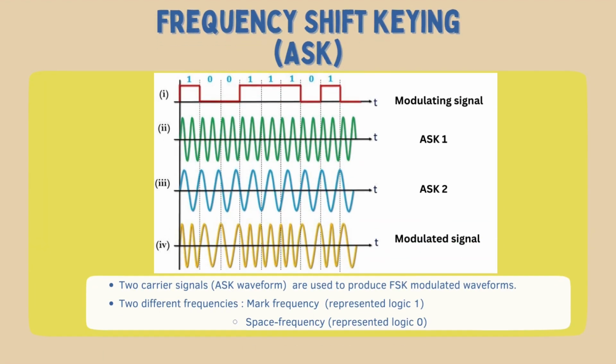Next, frequency shift keying. It can be generated by generating 2 amplitude shift keying waveforms whose contents are inverted with each other and adding them together with a summing amplifier. In this modulation, carrier has 2 frequencies. When modulating bit is logic 1, carrier with first frequency is transmitted. And when modulating bit is logic 0, carrier with second frequency is transmitted.